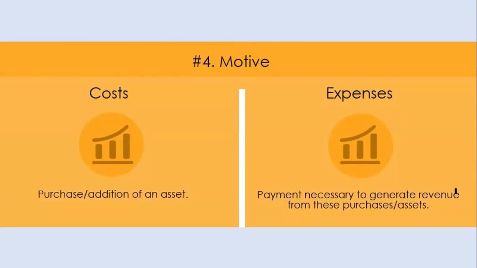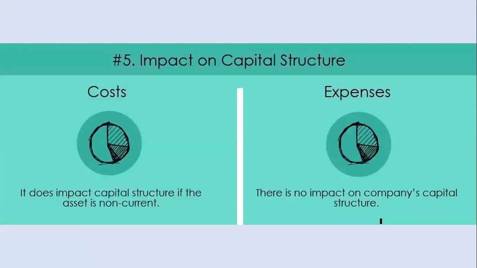Motive. One more time, we have the word purchase here. Purchase or addition of an asset. Expenses, payment necessary to generate revenue from these purchases. Impact on capital structure. What about that? It does impact capital structure. But expenses, no impact. All right.